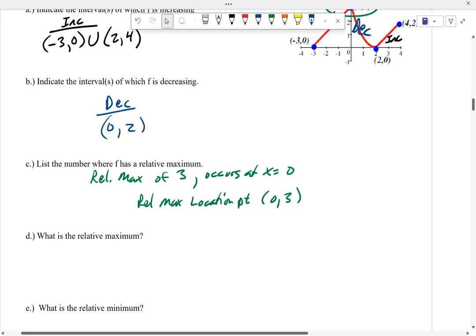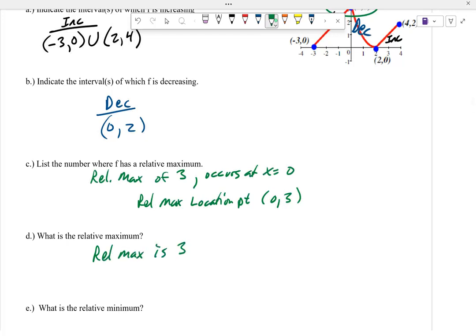Part D, what is the relative max? The relative max, that's the y value, is 3. Again, it occurred at (0, 3), x being 0.